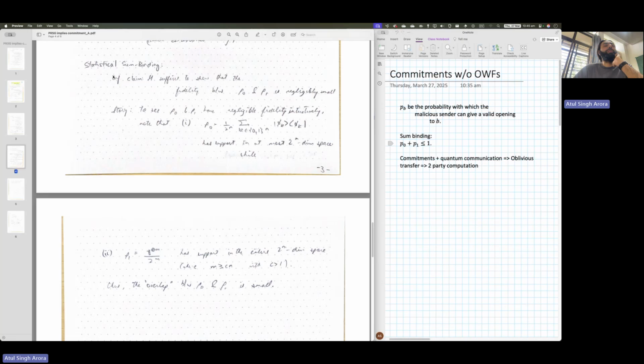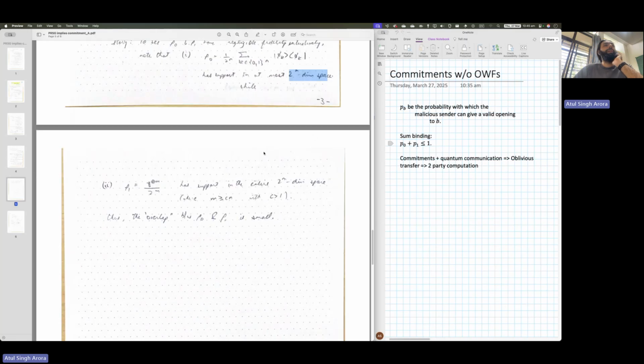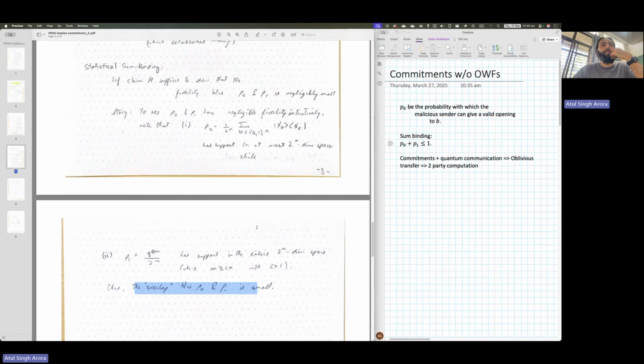and so for the statistical case, the way this is done intuitively is as follows. So rho 0 is a superposition over PRFs, right? And this is at most a 2 to the n-dimensional space, because there are only as many independent directions that we're exploring. While rho 1 has support on essentially the entire 2 to the m-dimensional space, where m is greater than n. So the overlap tends to be exponentially small if we look at the formal statements.